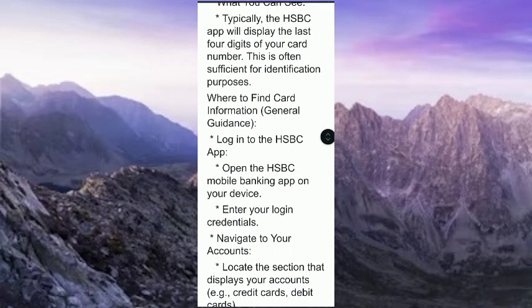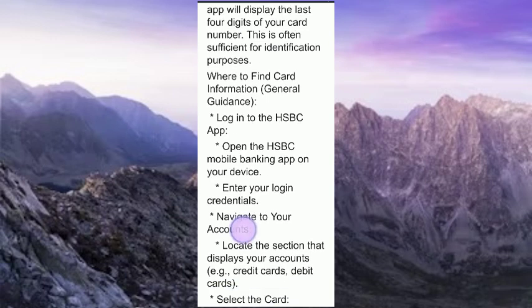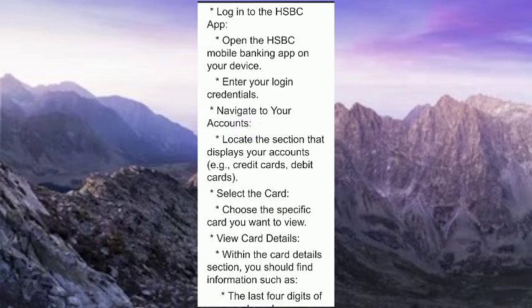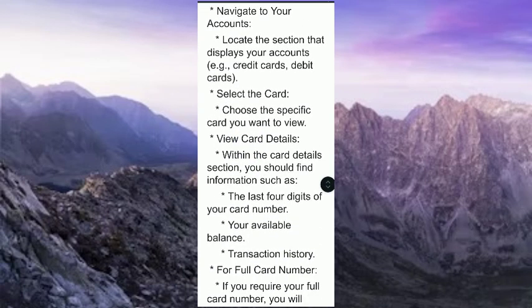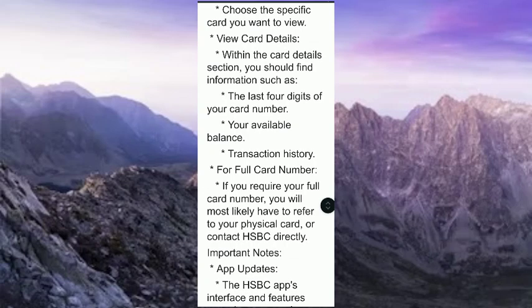You log into the Hsbc app on your device, enter your login credentials, navigate to Account, locate the section that displays your accounts, e.g. credit cards and debit cards. Select the card, that is, choose a specific card you want to view. Then view the card details. Within the card details section, you should find information such as the last 4 digits of your card number, your available balance, and transaction history.